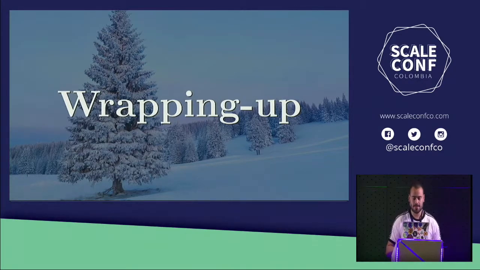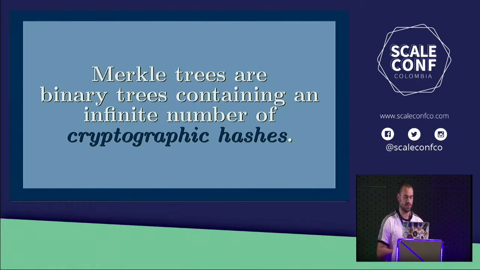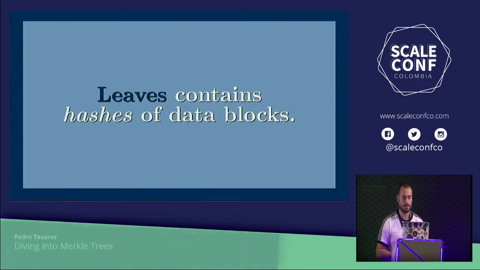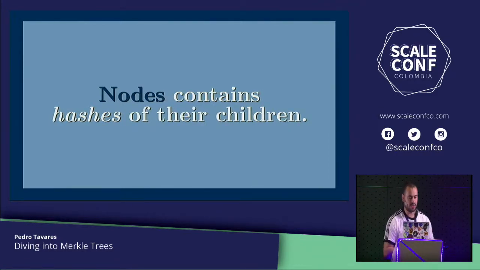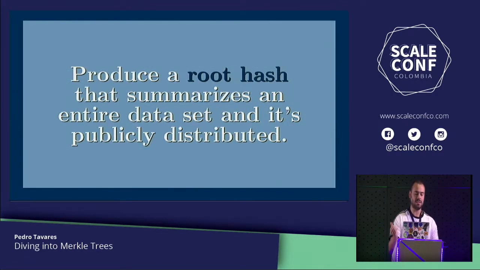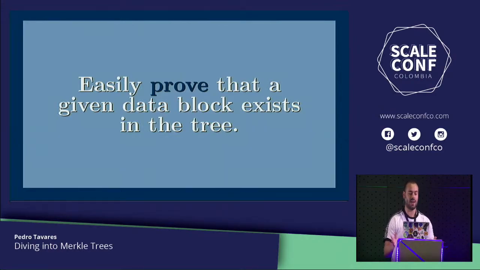So in order to wrap up, I just want you to remember these things about Merkle trees. Merkle trees are just binary trees that contain cryptographic hashes. Merkle trees contain leaves, and each leaf contains hashes of data blocks. On the other hand, we have nodes, which sit above the leaves and contain hashes of their own children. And eventually, data blocks, leaves, and nodes will produce a root hash that will summarize an entire data set, and it's publicly distributed around the network. That's the main goal of Merkle trees. And we know that with Merkle trees, we can easily prove that a given data block exists in the tree. That's very neat.